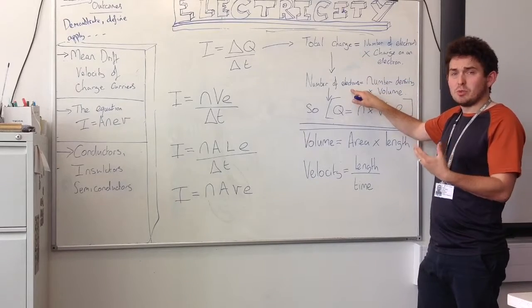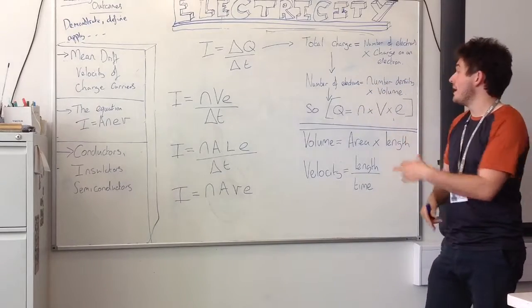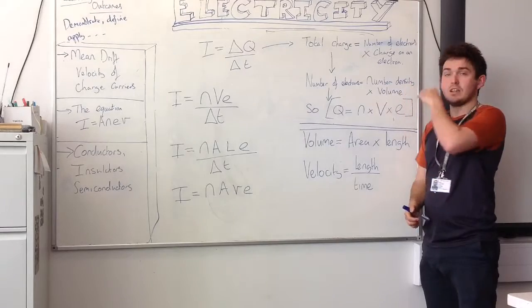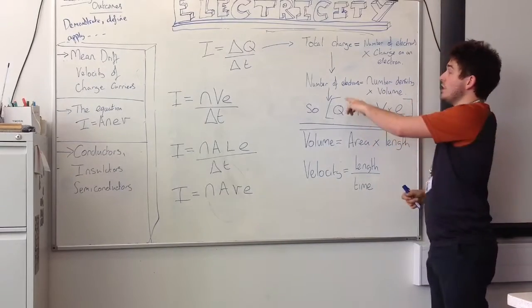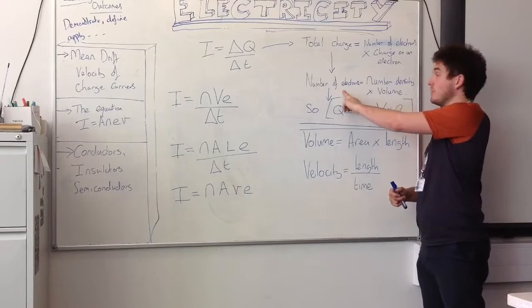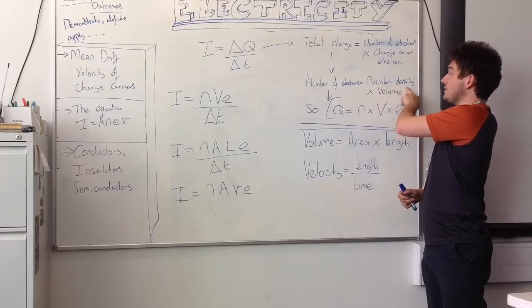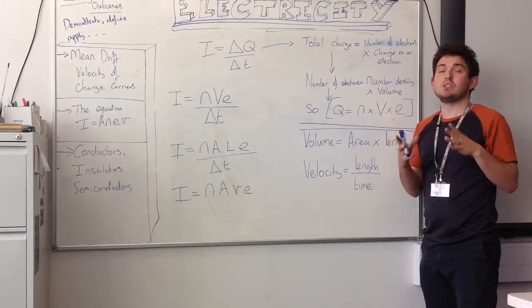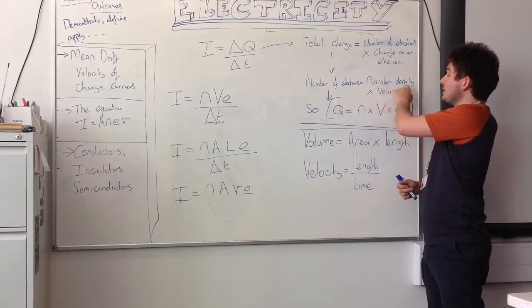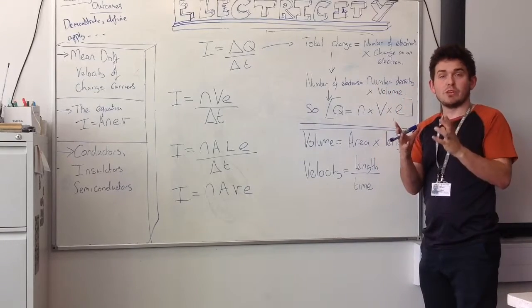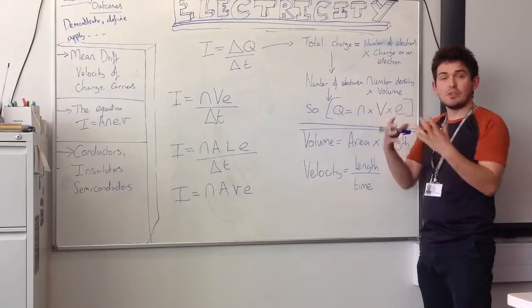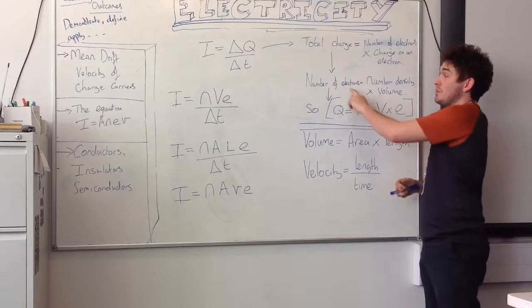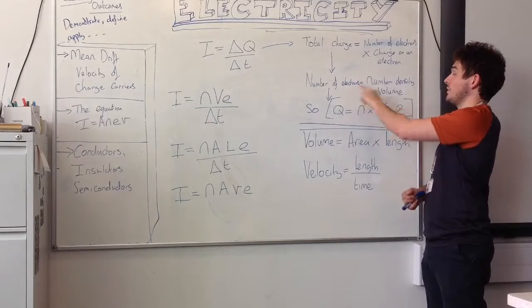How do we work out the number of electrons though? Well, we have to go back to this idea of number density, our number of electrons in a free space, in a given volume. So we work out the number of electrons by multiplying our number density, which should be a constant for each material, by the volume of material that we've got in front of us. That will tell us how many electrons we have within that material, or more importantly, how many free electrons we have within that material.